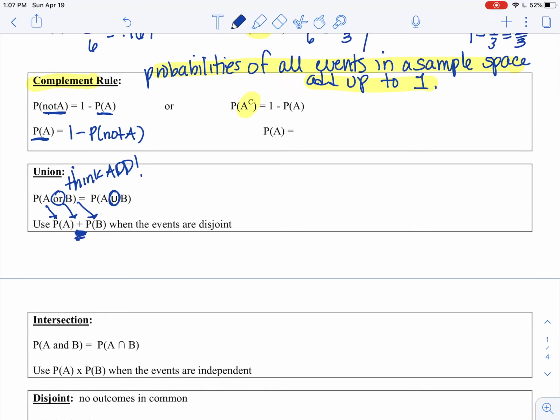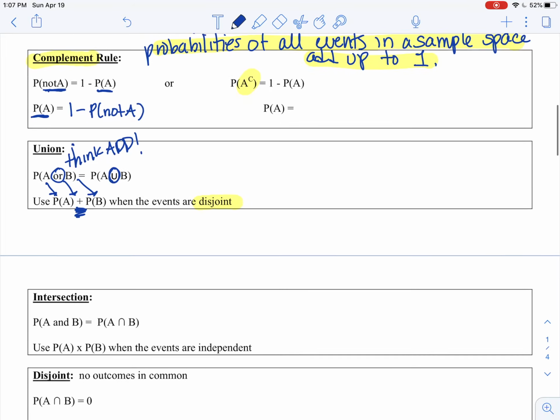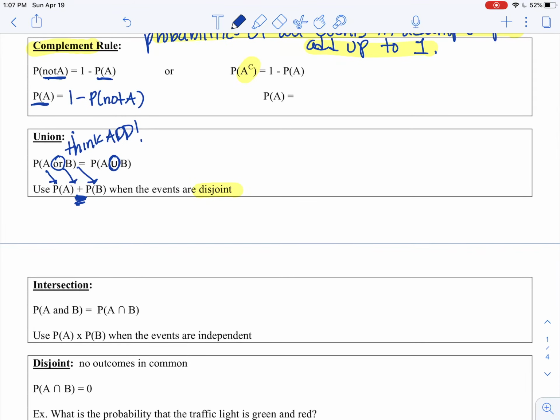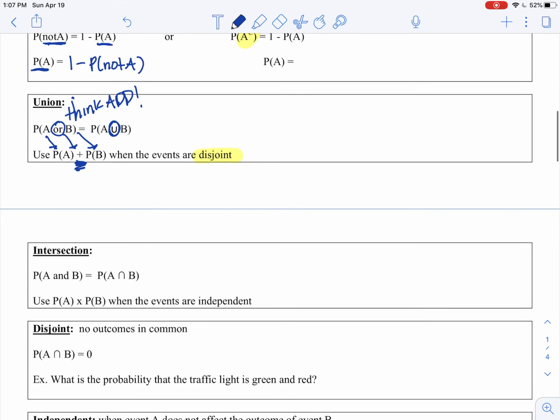Now, there's a key word that has to be true in order for you to be able to actually do your calculation this way, and that's the word disjoint. In order for you to be able to just strictly add probabilities, if you're doing this or this union, they have to be disjoint. So what does disjoint actually mean? It means that they have no outcomes in common, or a better way maybe of thinking of that is that they cannot occur at the same time.